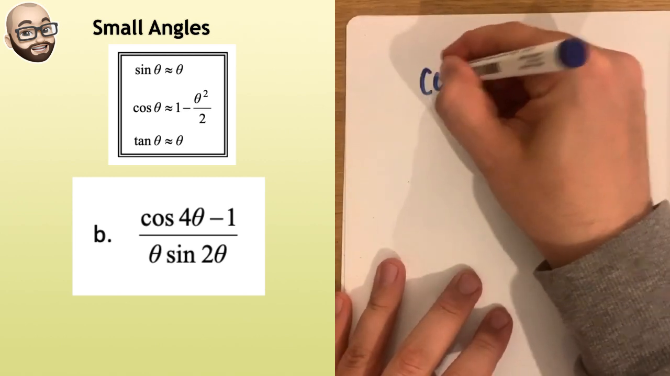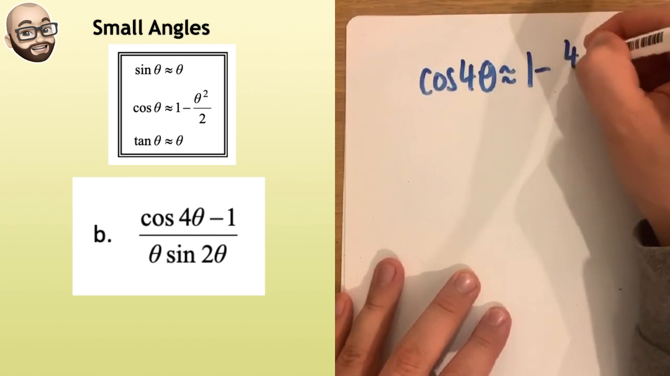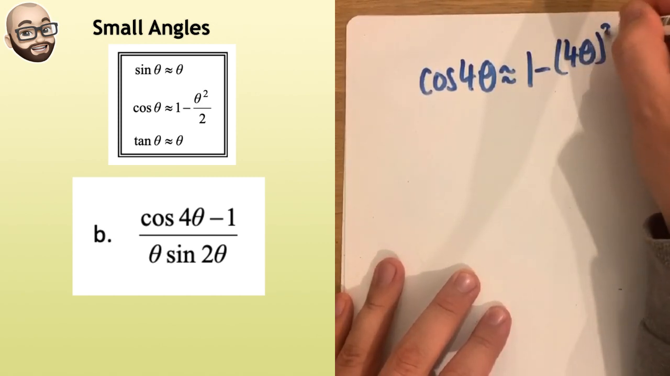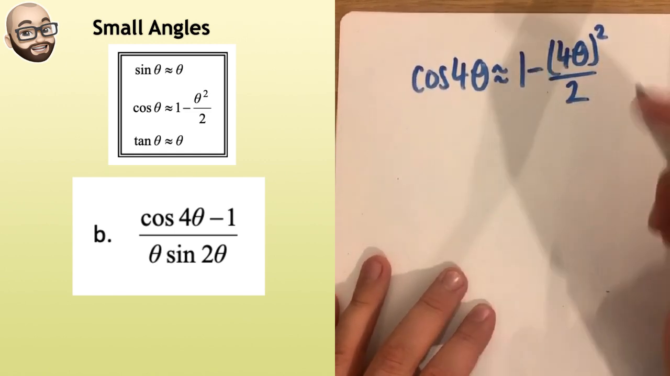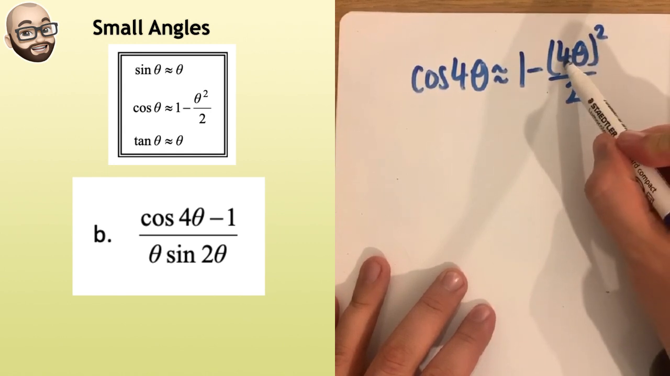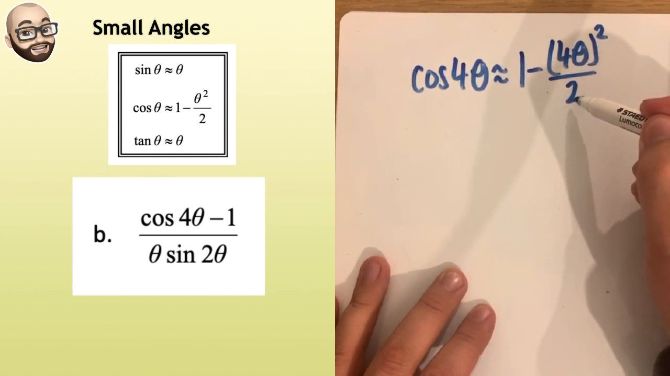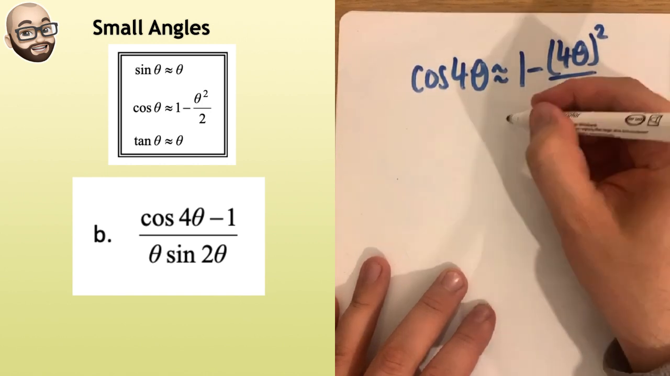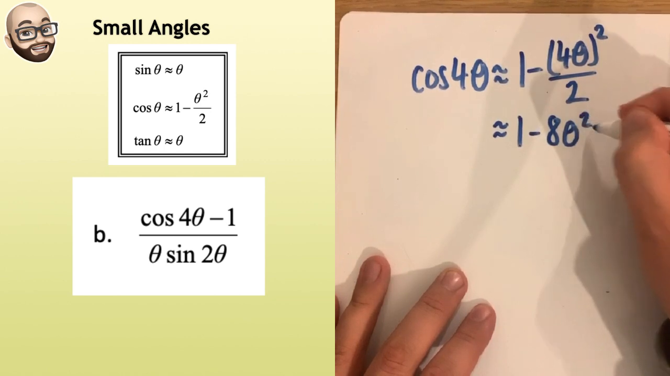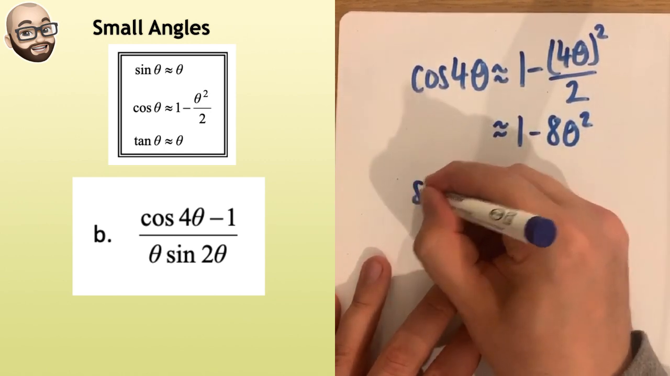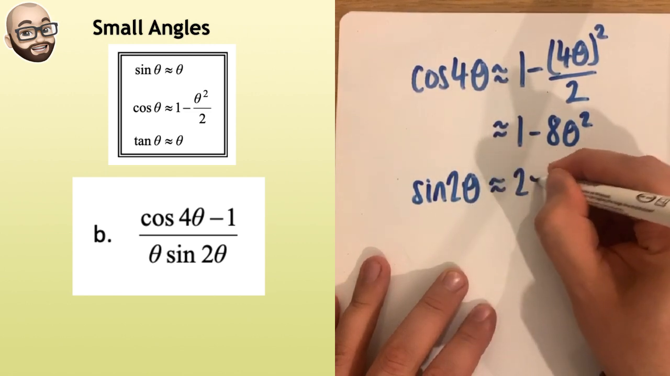We know cos 4 theta is approximately 1 minus 4 theta squared over 2. Let's try and simplify this here. Well, 4 theta squared would be 16 theta squared. Divided by 2 is 8 theta squareds. So that is going to be 1 minus 8 theta squared. The other trig part we've got is at the bottom. That looks very similar to one we've just previously done.